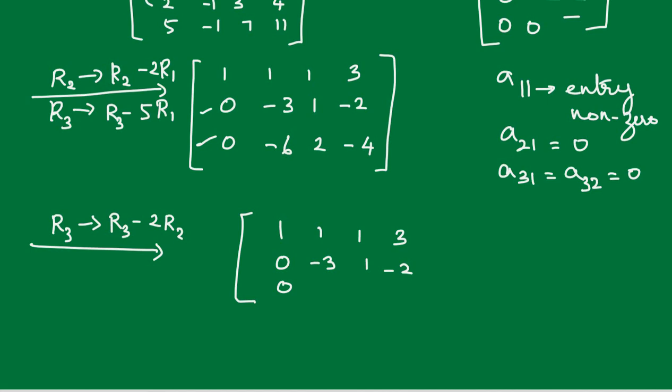So 0 minus 0. Minus 6 plus 6 gives me 0. Next 2 minus 2, 0. Minus 4 plus 4 gives me 0. Here we have a 0 row. This is the 0 row. How many non-zero rows do we have? 2 non-zero rows we have. Therefore, we say the rank of the matrix is equal to 2.